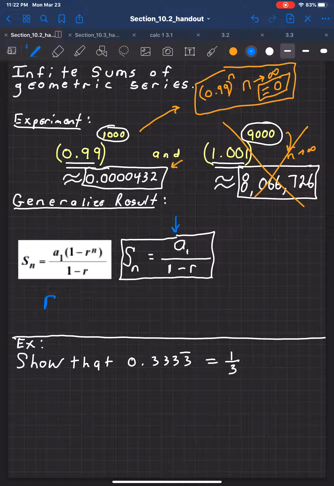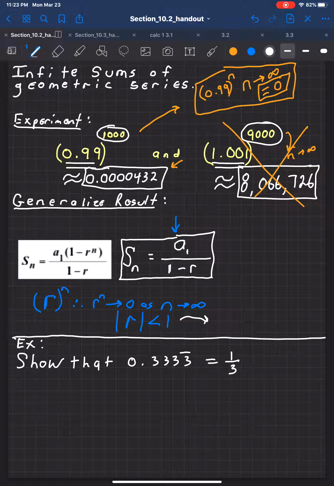The r raised to the power of n, if you let n approach infinity, then r to the power of n approaches 0 as n approaches infinity, assuming that r, I'll write it this way, the absolute value of r is less than 1. Right, I hope that doesn't trip you up too much.